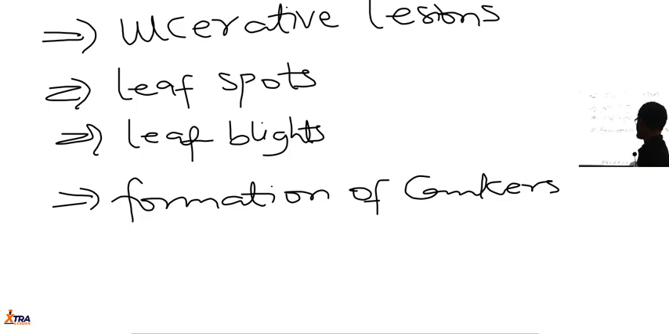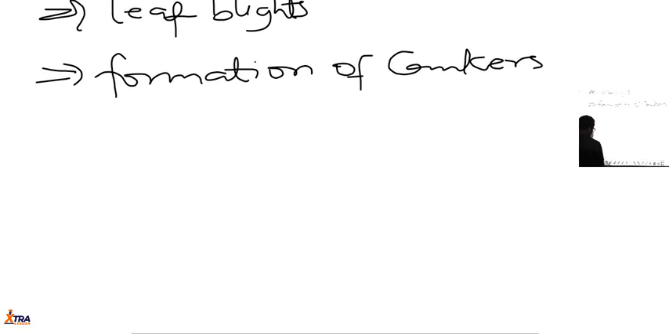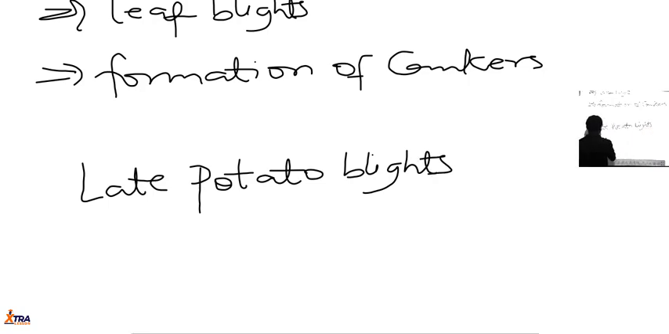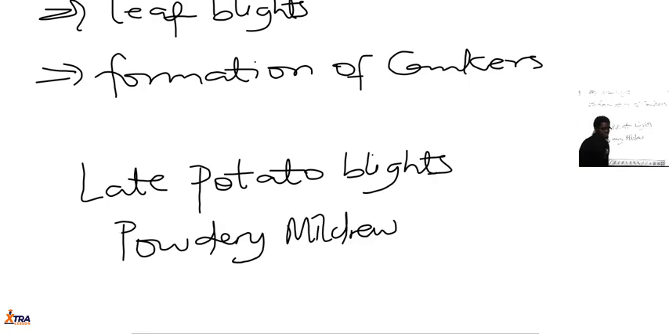And common examples of diseases caused by fungal infections, you have the late potato blight. That is the potato plant now. Its leaves will be full of blight; there will be leaf blight in the potato plant. You also have powdery mildew. So all these characterize fungal disease caused by fungal infection.